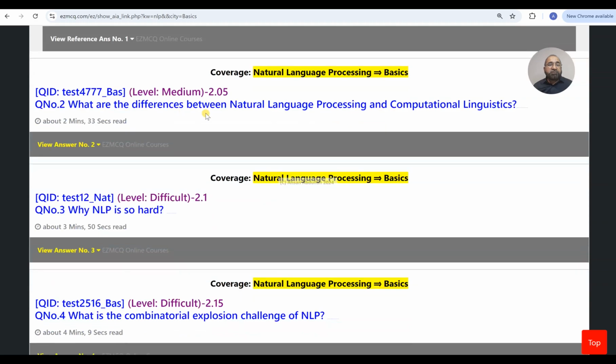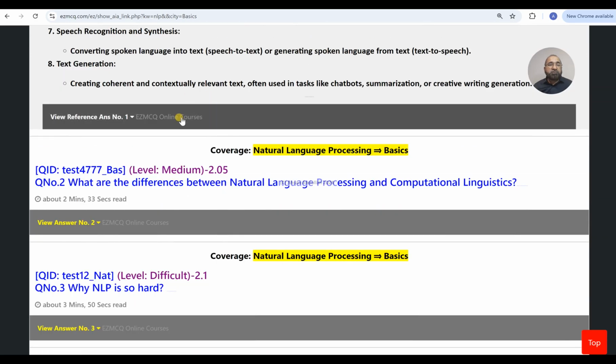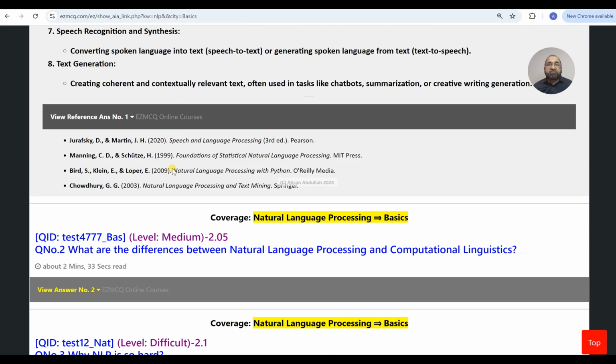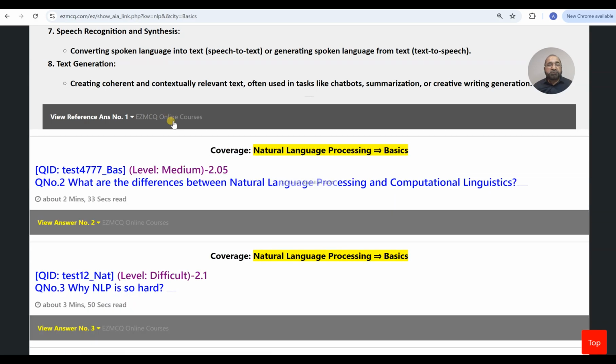So, what are the differences between natural language? And of course, before I forget, these are the references. If you are interested in further reading, these references are not restricted to a single book or a single website. In certain cases, they are websites also.